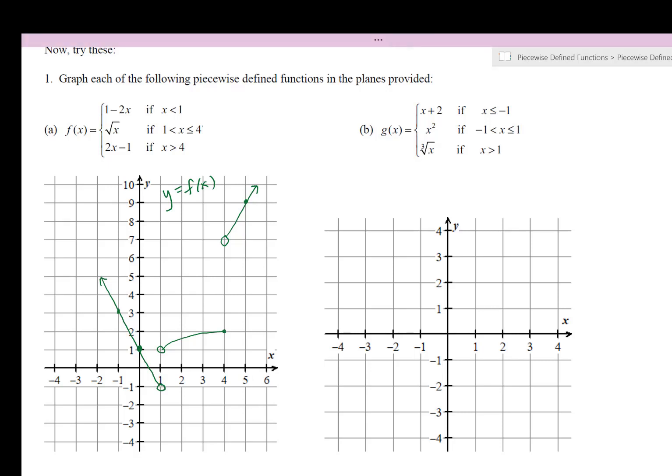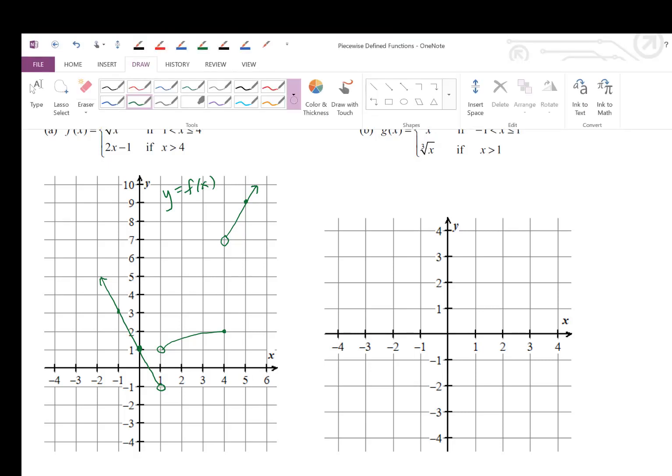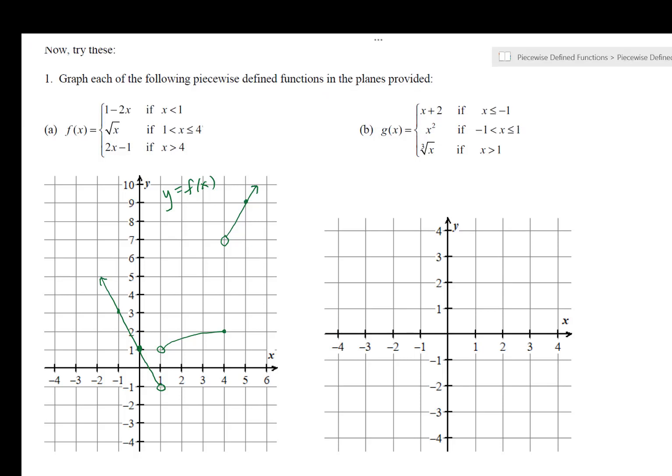Finally, we'll pick one last color here. How about pink? g of x. We've got 3 different rules. x plus 2 if x is less than or equal to negative 1. x squared for values of x greater than negative 1 and less than or equal to 1. And finally, cube root x if x is bigger than 1.